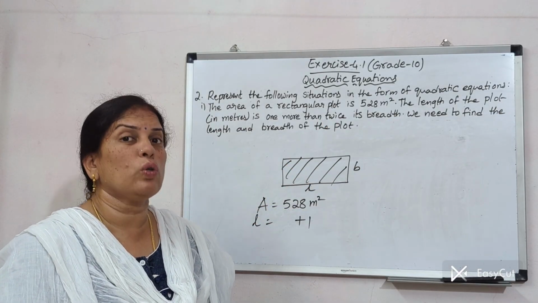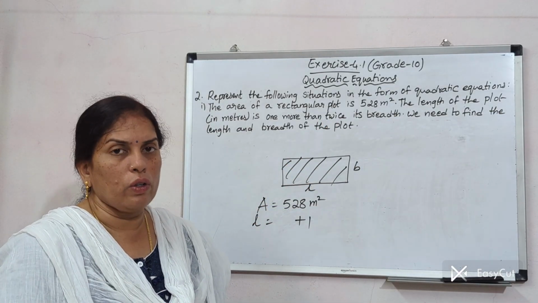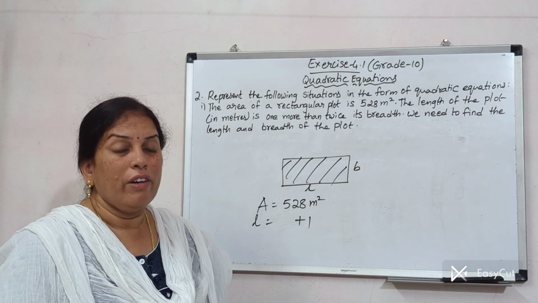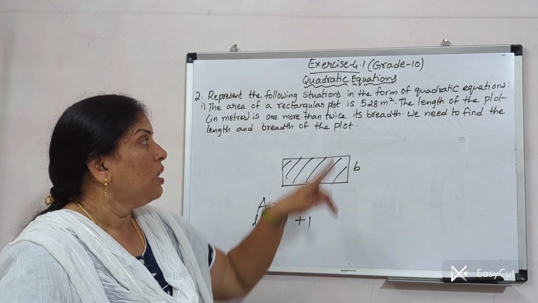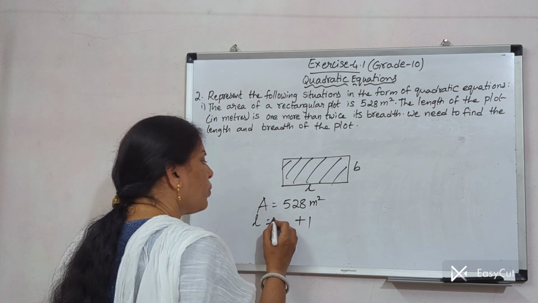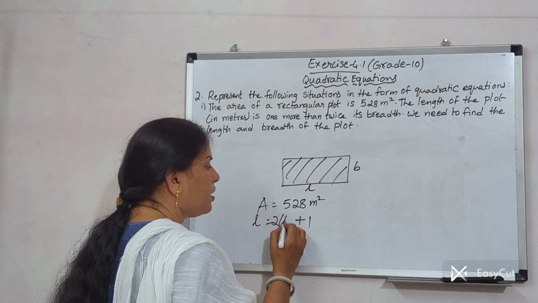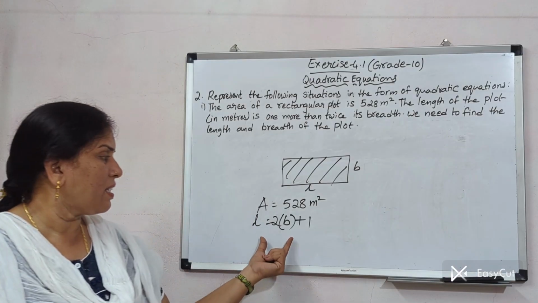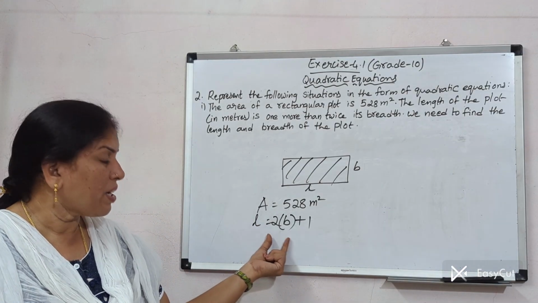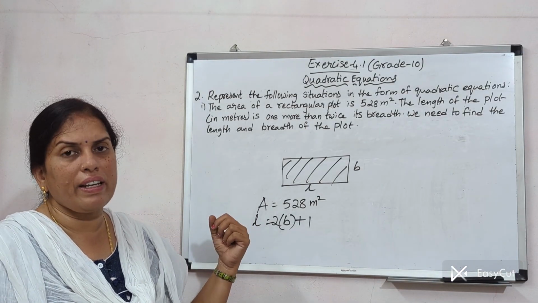Twice its breadth. Twice means 2 times, 2 into. Thrice means 3 into. 5 times means 5 into. Twice means 2 into. 2 into what, ma? Its breadth. 2 times its breadth. See here, children, you got it or not? You must write like this. Then only it will be very easy.